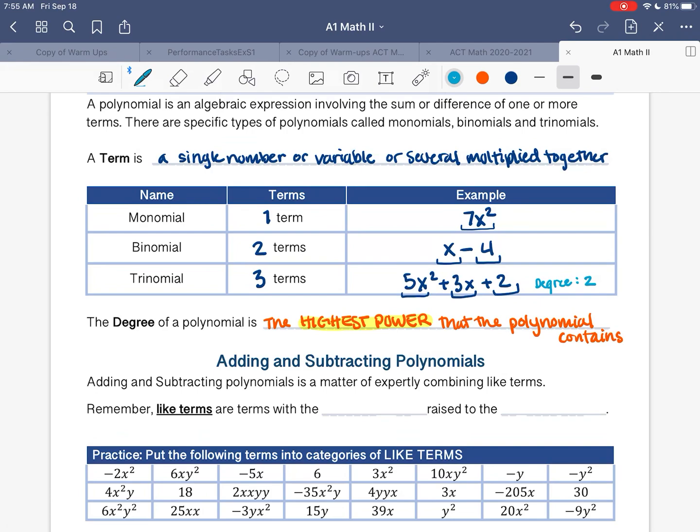The binomial example here has only x, and the assumed or invisible power there is that it's a single x, x to the first power. And so the degree of this polynomial is just 1, because there's no higher power. This monomial that we used as an example has a degree of 2, because that is the highest power of x that it has.